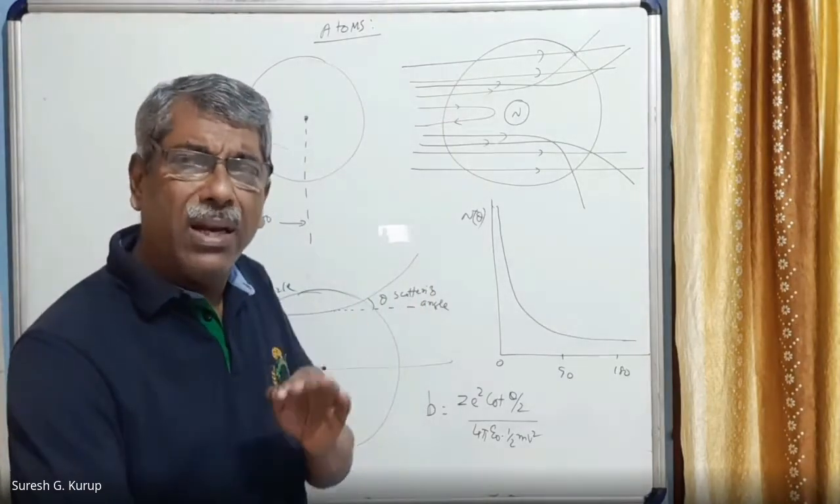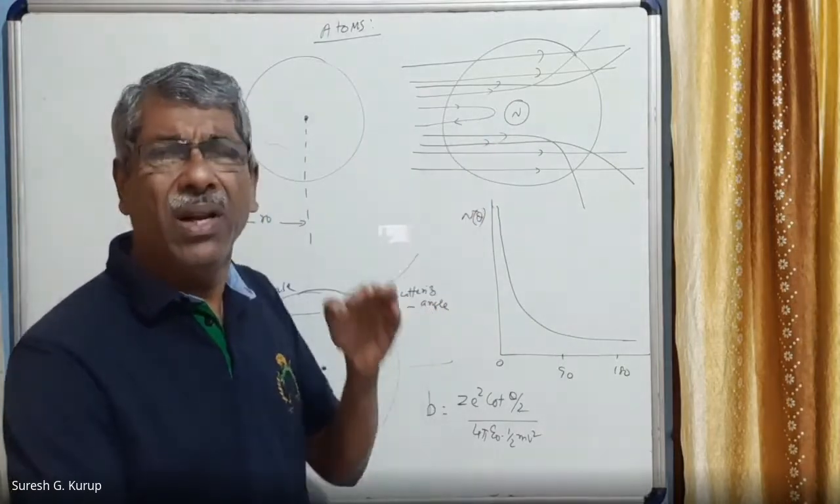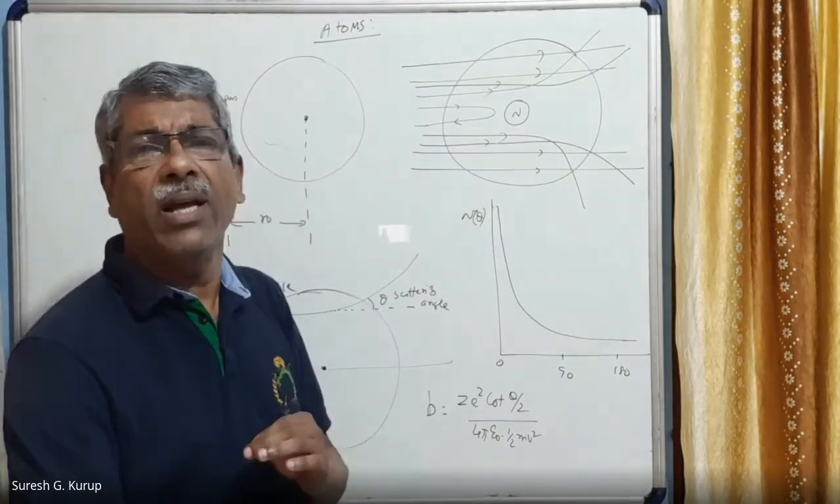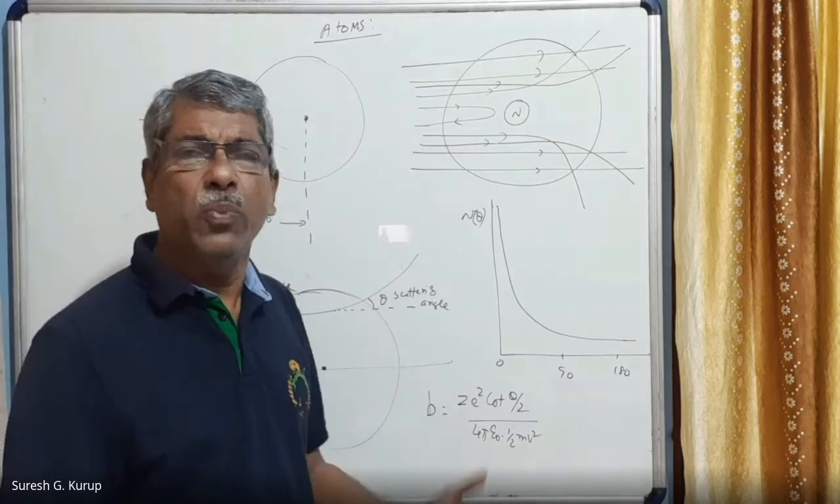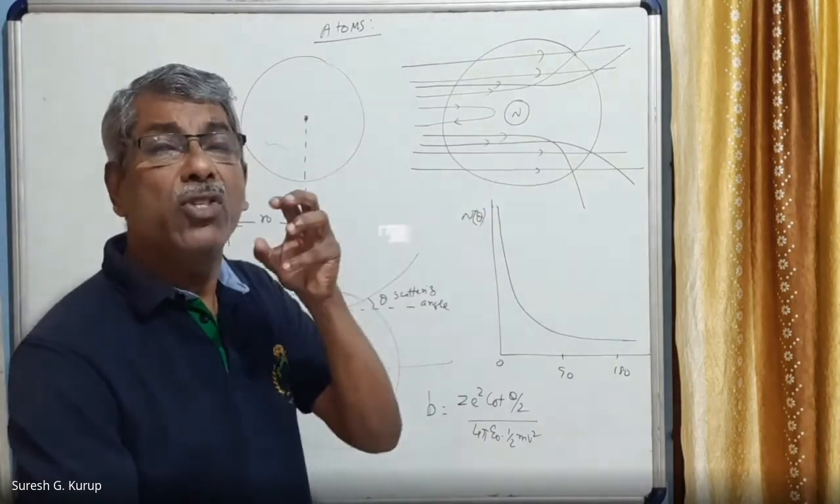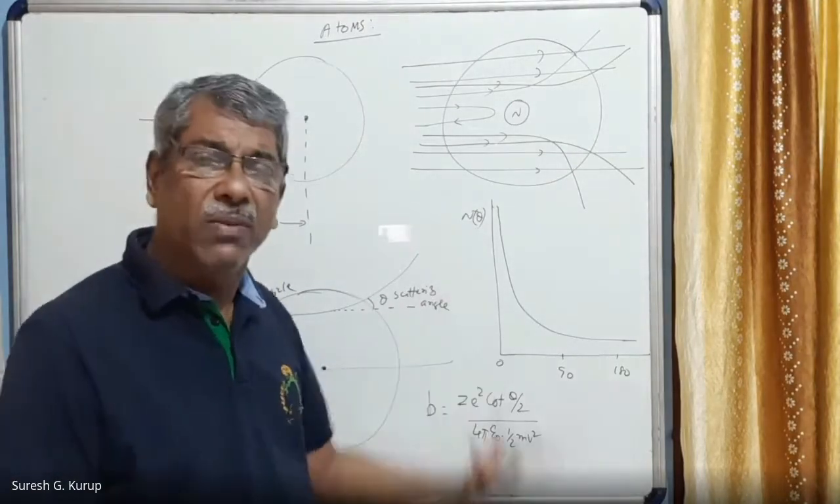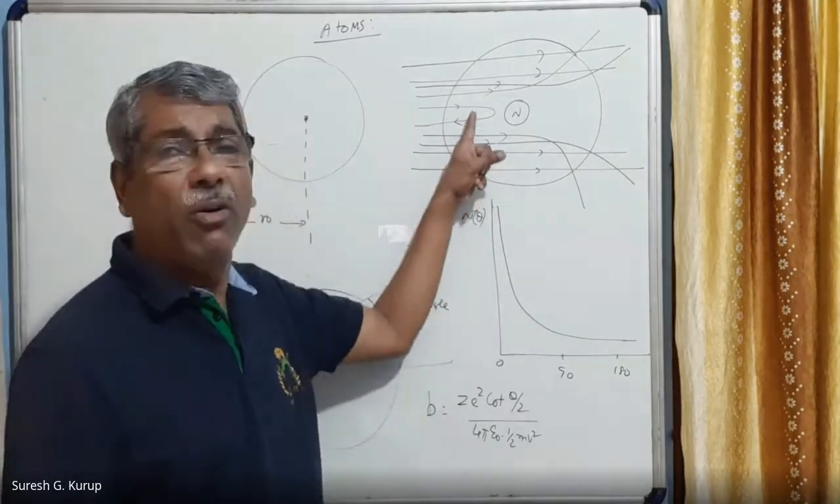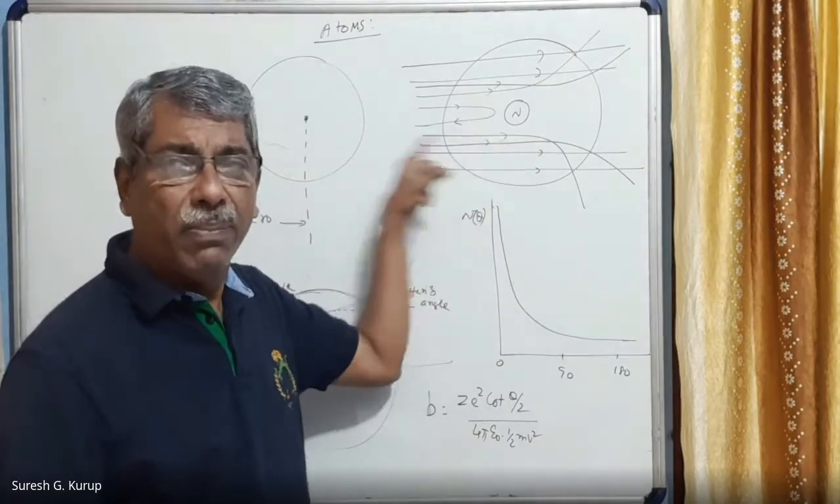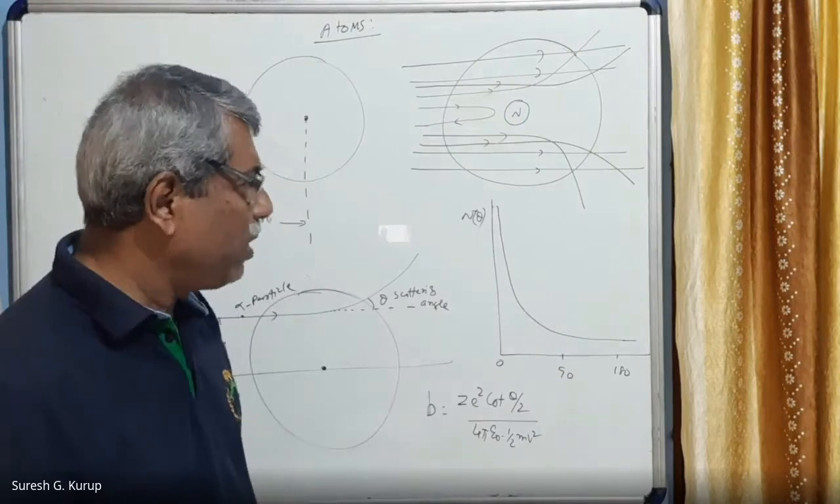But the number of atoms deflected by the maximum angle, 180 degrees, is very, very small. From this, it is very clear that the atom has a large empty space in it, and the nucleus is confined to a very small region. Also, the nucleus is positively charged, because alpha particles are positively charged. Due to repulsion, they go back. So these are very, very important.